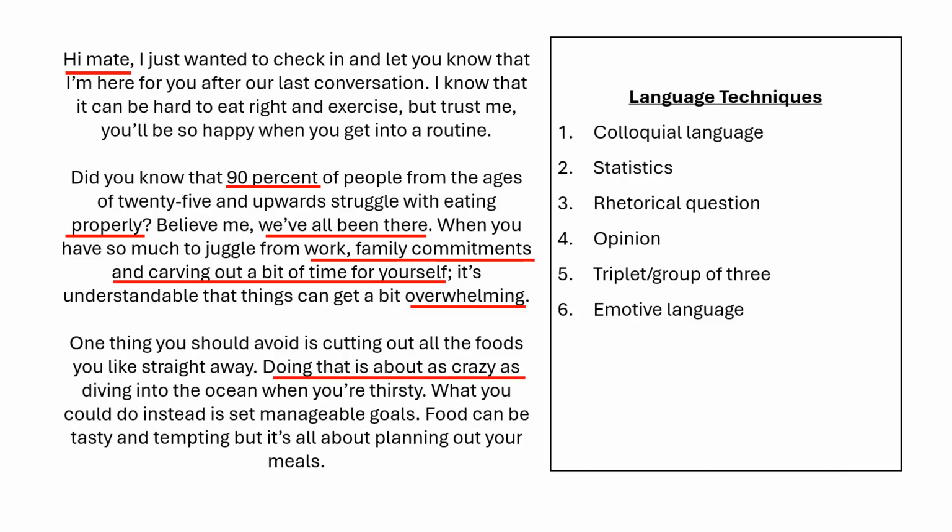Next we have, doing that is about as crazy as diving into the ocean when you're thirsty. So that would be a simile. So if we're using like or as to make a comparison, that would be a simile. And then the final one, we have tasty and tempting, which of course is alliteration.